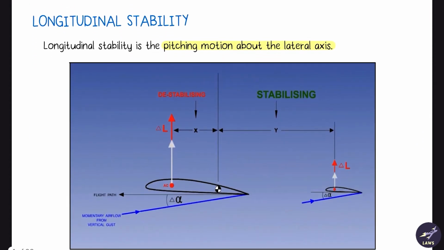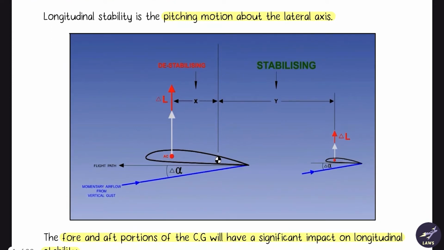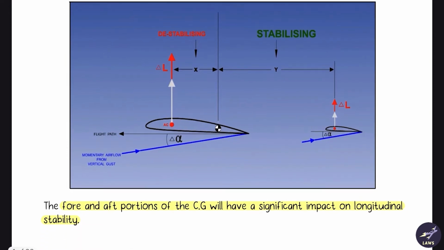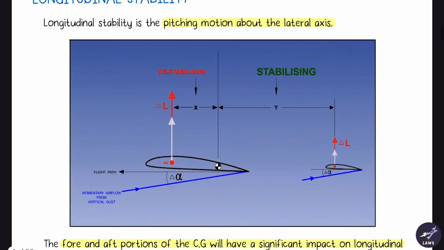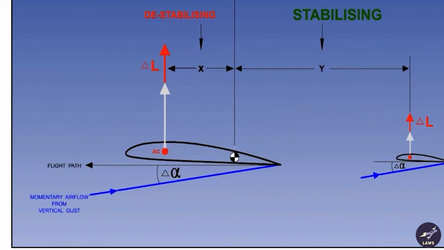So longitudinal stability is the pitching motion about the lateral axis. The fore and aft positions of the center of gravity has a significant impact on the longitudinal stability. So this is the center of gravity. If we get a vertical gust which is momentary, it will increase the angle of attack.